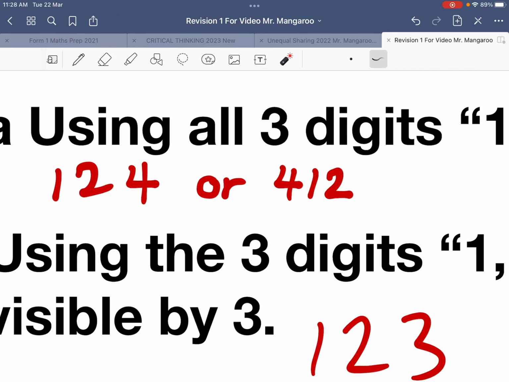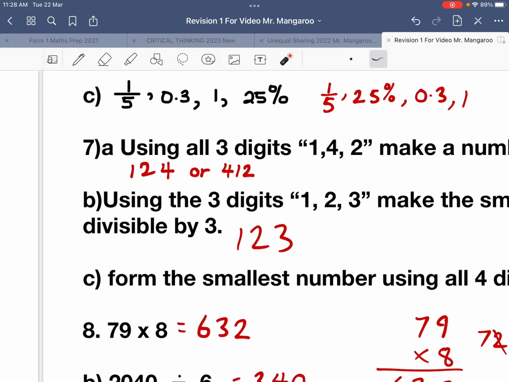Oh, so it's the last 2 digits. Yes, it's the last 2 digits, not the last digit. So the last 2 digits must be divisible by 4. Okay. So B.